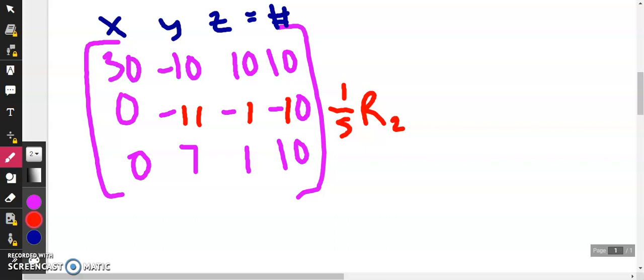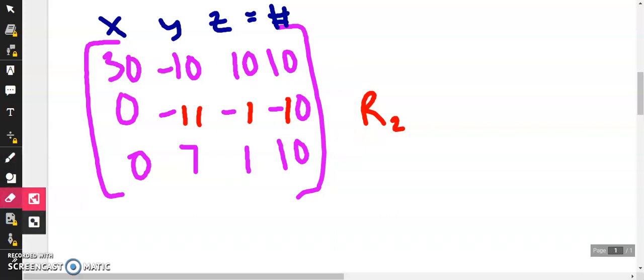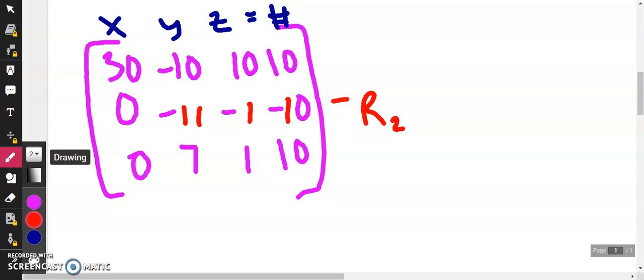So then now when I try to cancel the 7, my numbers are a bit smaller. So we're going to take row 2 times 7 and row 3 times 11. Notice since I already have negatives in the middle, I don't need to multiply by a negative on either row because my signs are already opposite.